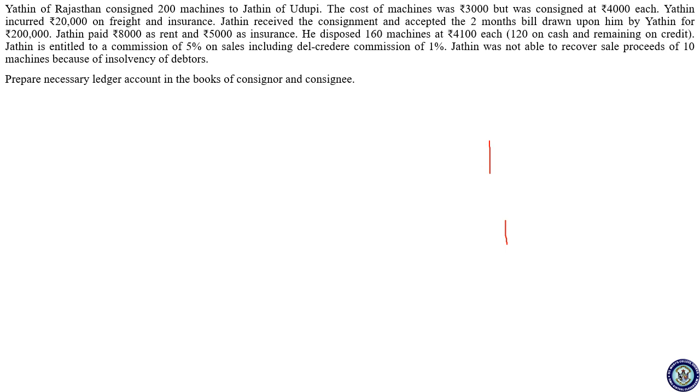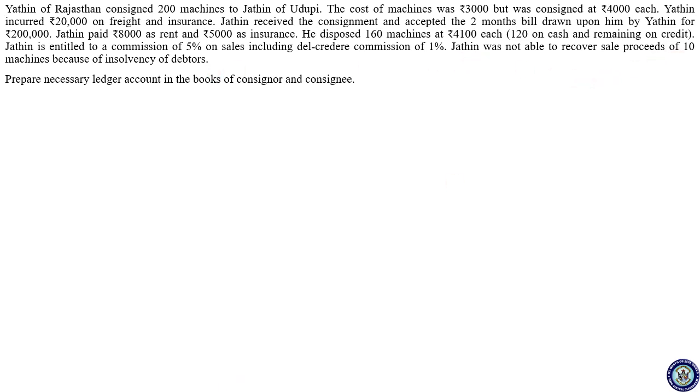So where there is del credere, there should be a bad debt, right? See here, Jatin was not able to recover the sale proceeds of 10 machines. Not able to recover means irrecoverable money due to insolvency. Irrecoverable money is nothing but bad debt. Now, what is the definition of bad debt? Bad debt means irrecoverable money. So the last sentence is regarding bad debt.